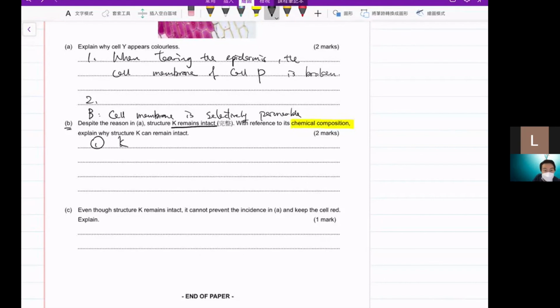So first, K is made up of cellulose. So K is rigid and thick. So when you tease it, it is not broken.